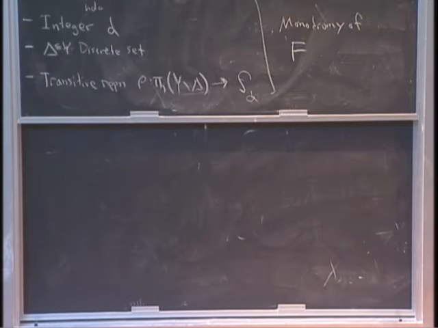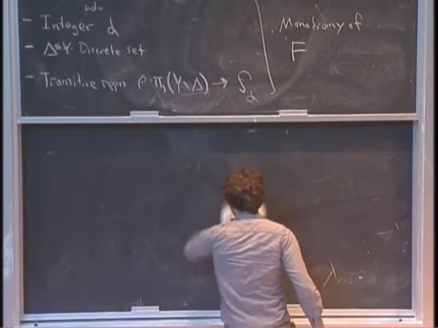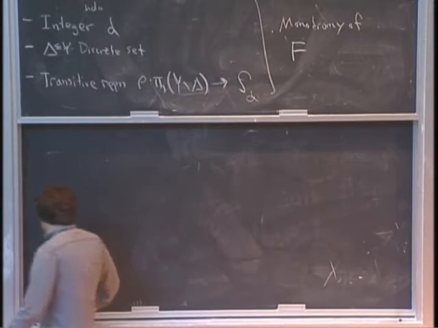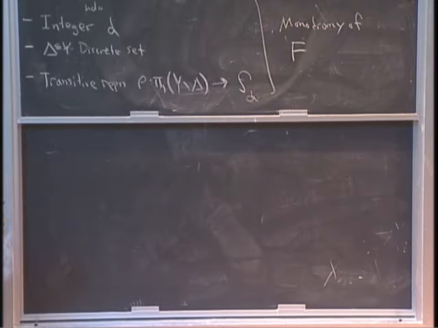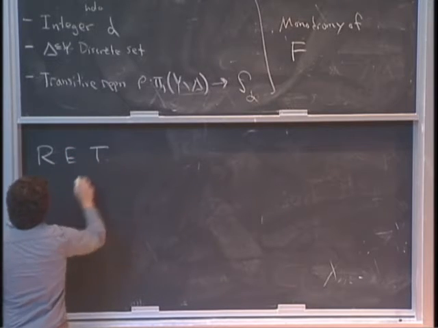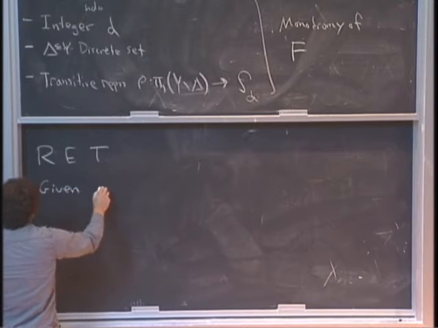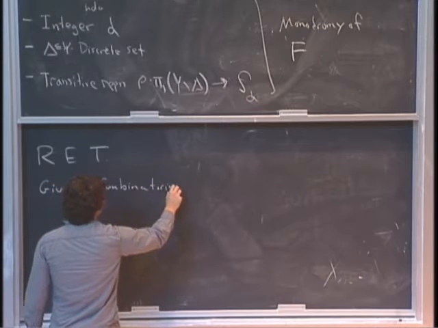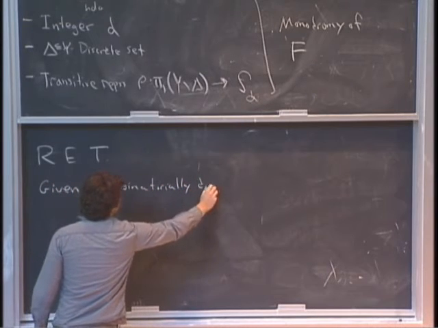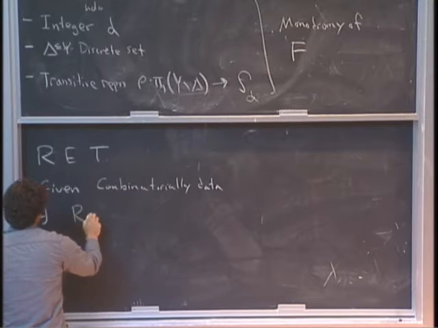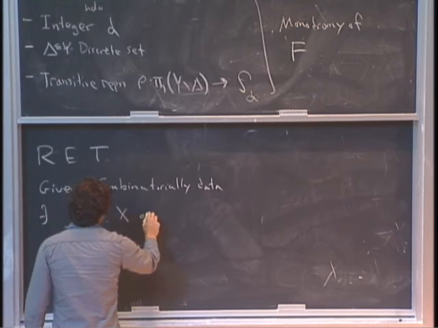So as I said, this was a way of finding interesting examples of Riemann surfaces from topological or combinatorial information. Okay, so the Riemann existence theorem just said: given the combinatorial data, there exists a Riemann surface X and a holomorphic map.